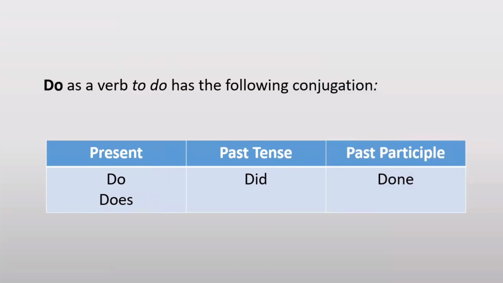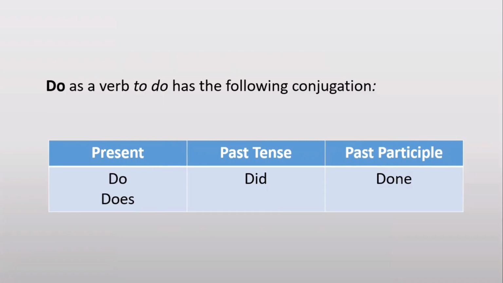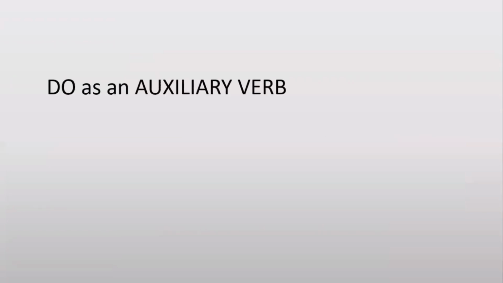Do as a verb to do has the following conjugation: do and does present, did past tense, done past participle. Take note that do is plural and does is singular. So we will focus on do as an auxiliary verb. An auxiliary verb is also termed as helping verb.